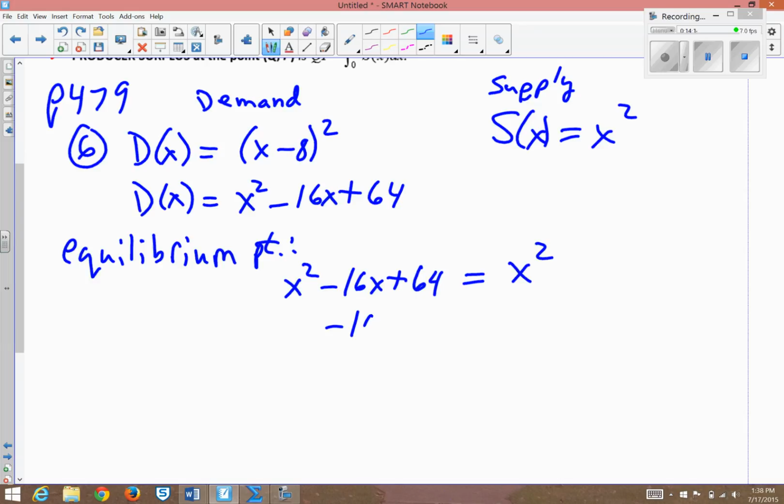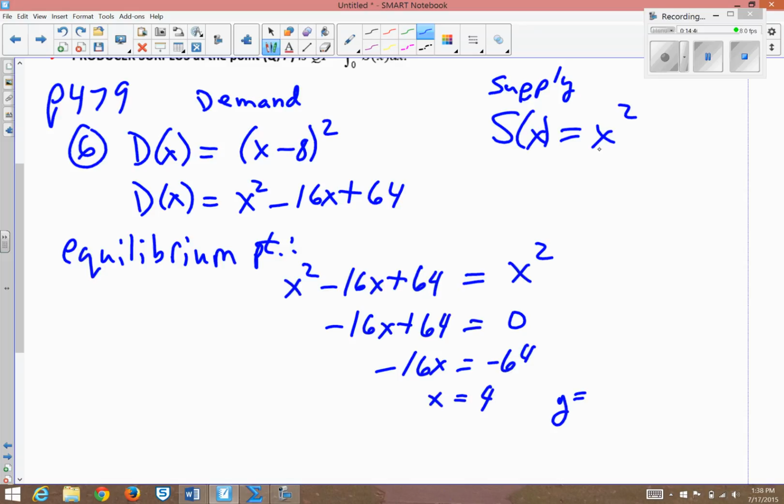Subtract x squared from both sides. Subtract 64 from both sides. And divide both sides by 16. X is the number of units that are produced or sold. Plug 4 into either one of these, and we'll get what I'm going to call y.